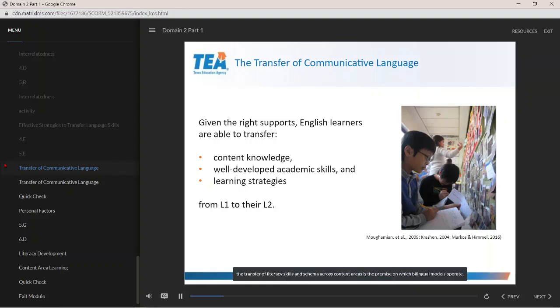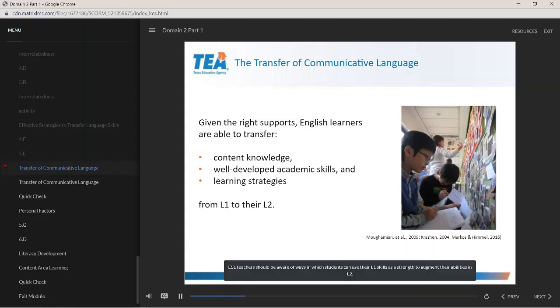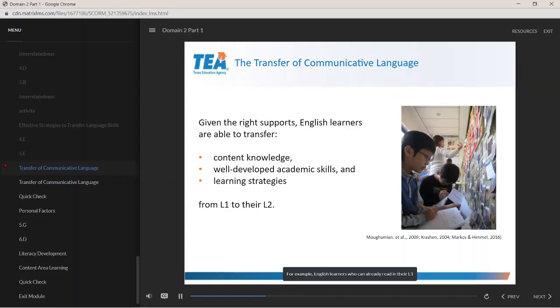In fact, the transfer of literacy skills and schema across content areas is the premise on which bilingual models operate. ESL teachers should be aware of ways in which students can use their L1 skills as a strength to augment their abilities in L2. For example, English learners who can already read in their L1 do not need to repeat the process for learning how to read in L2. They may be able to instead use their existing comprehension skills and apply them to an appropriately scaffolded English language text. Domain 1, Competency 2, further explains the concept of language transfer.